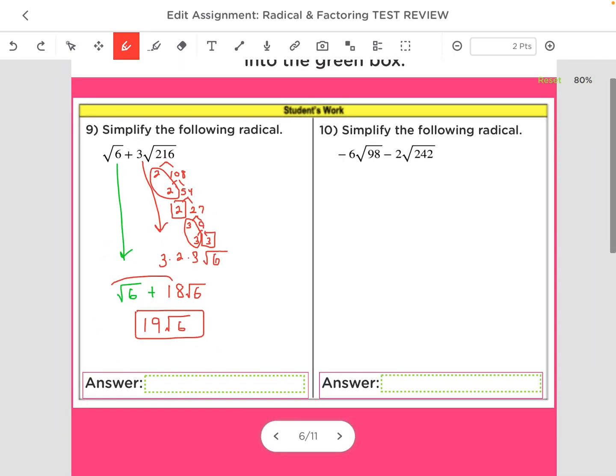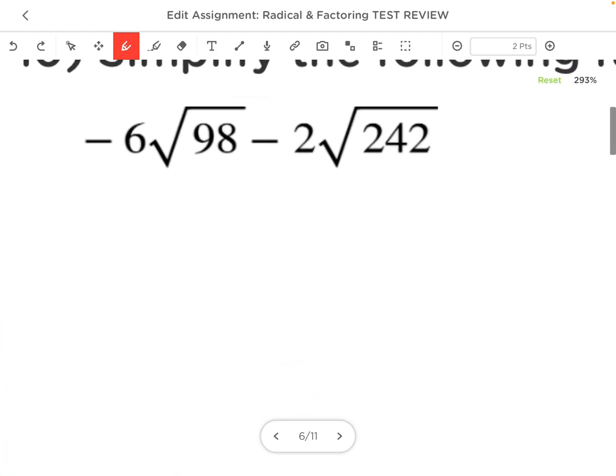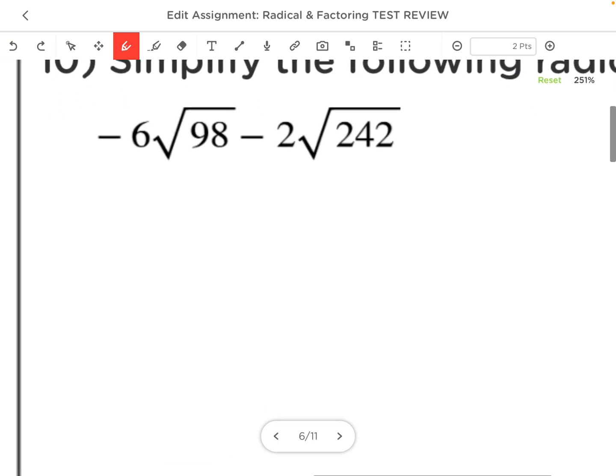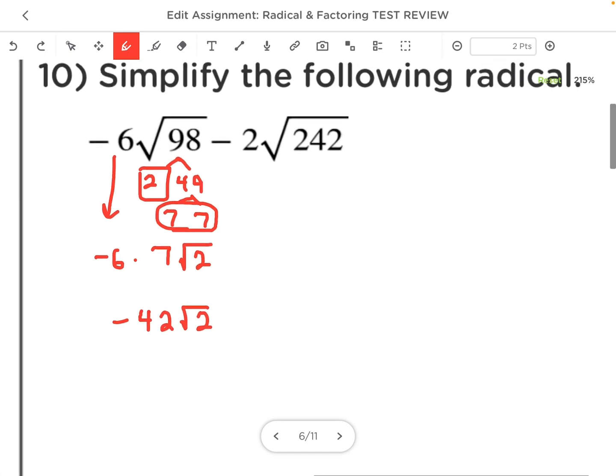For problem number 10, similar problem, but a little more difficult because the numbers are big. But let's do the left side by itself. So I'm going to do a factor tree for 98. So that's going to be 2 and 49. And 49, I know 7 and 7 makes 49. And so that's going to be a 7 on the outside, a 2 left over, and I bring down my negative 6. Giving me the left side of negative 6 times 7, which would be negative 42 square root of 2.